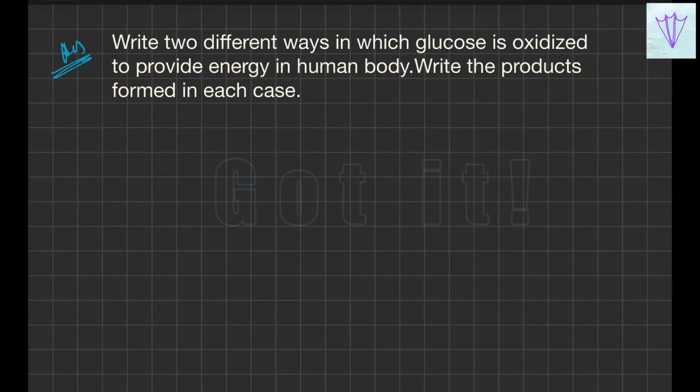Next question is, write the two different ways in which glucose is oxidized to provide energy in human body, and write the products formed in each case. So you have to remember that they are particularly mentioning the human body, and what they asked is the two different ways in which glucose is oxidized. So we know that we primarily have two pathways in which glucose is oxidized. It can either be aerobic when we have sufficient oxygen, or it can be anaerobic.